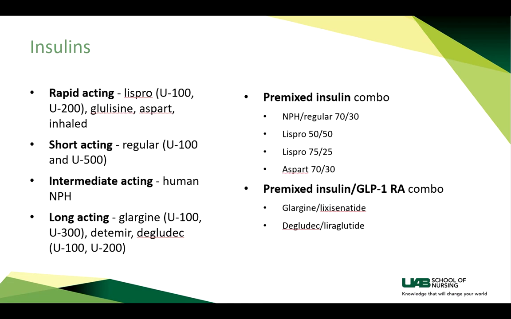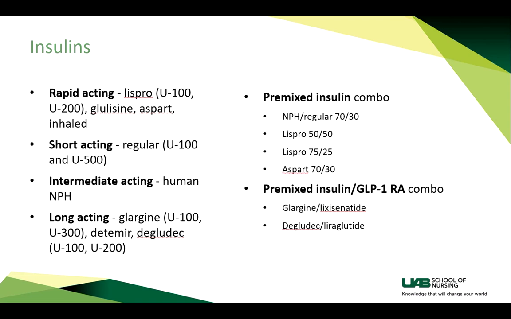So when we talk about insulins, I think it's important to think about the different categories of insulin. The categories are typically related to duration, some on onset as well, but the duration of how these insulins act. And we see those categories of rapid acting, short acting, intermediate acting, and long acting insulins on the left hand side of our slide. On the right hand side, you see the premixed insulin combinations, and then the premixed insulin combination with other injectables listed at the bottom. So let's go through some of these.